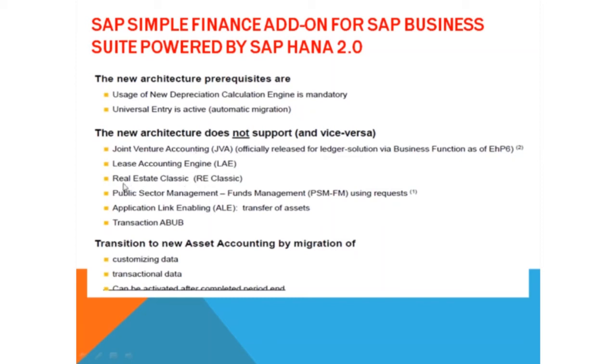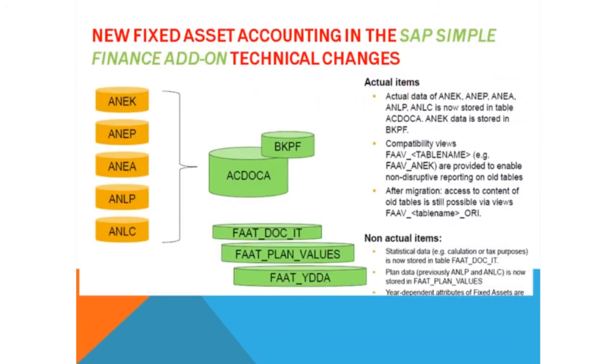Lease accounting engine, then real estate classic, public sector management, funds management, using request, and application link enabling, transfer of asset, transaction, and then transition of new asset accounting by migration of customized data, transactional data, and can be activated after completed ending period. And here we have already discussed how all the fixed asset, different data structure, they are moving into a new data, and from new data you are taking out actual line item report as well as non-actual line item for statistical analysis purposes. You can take the data.